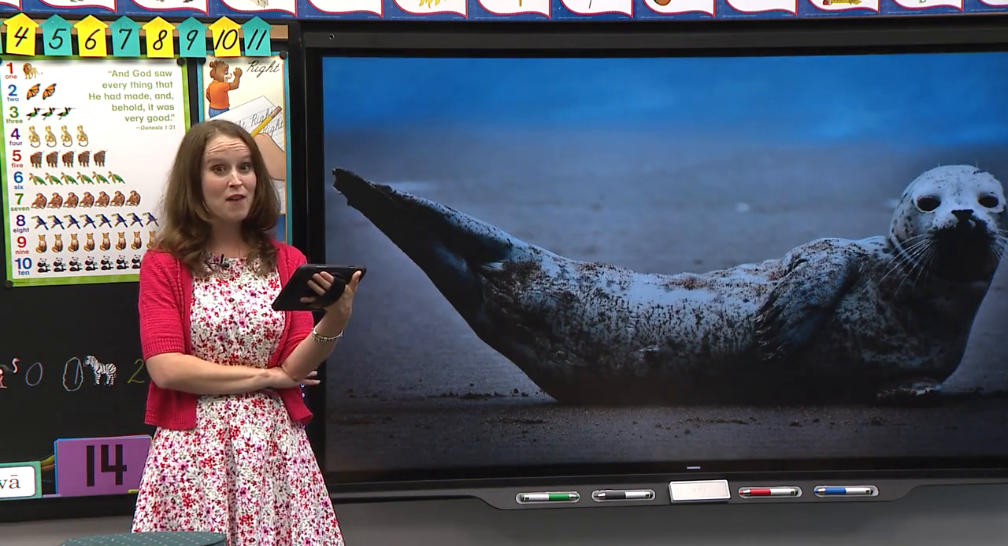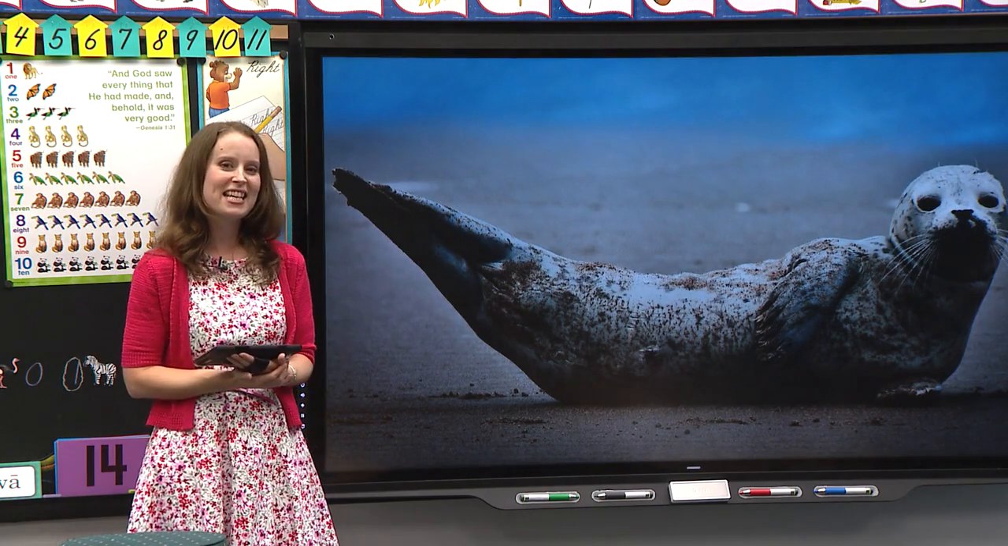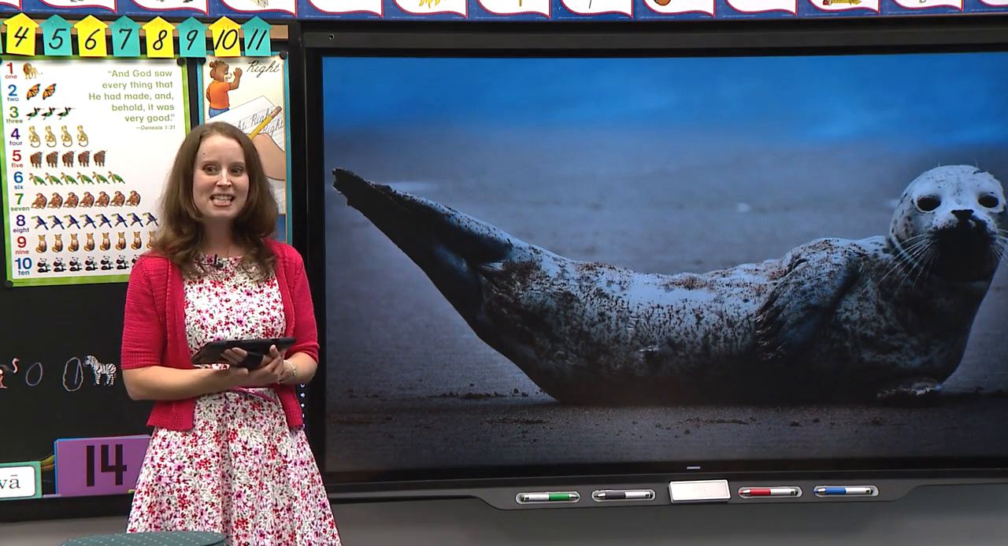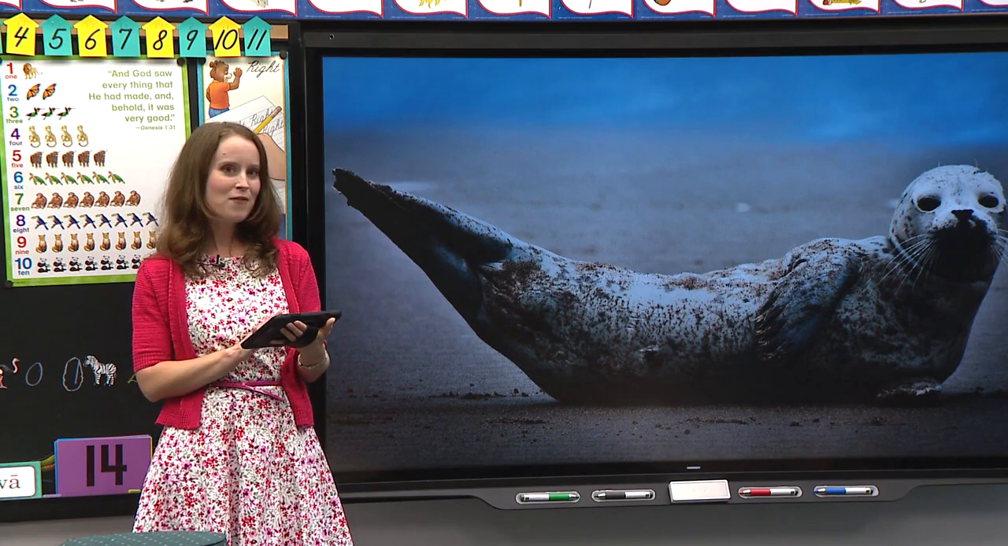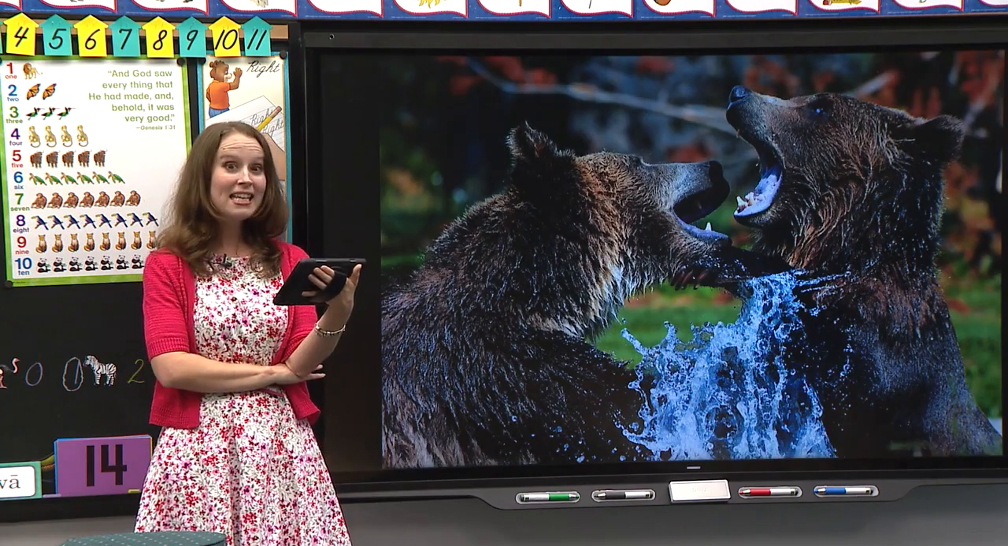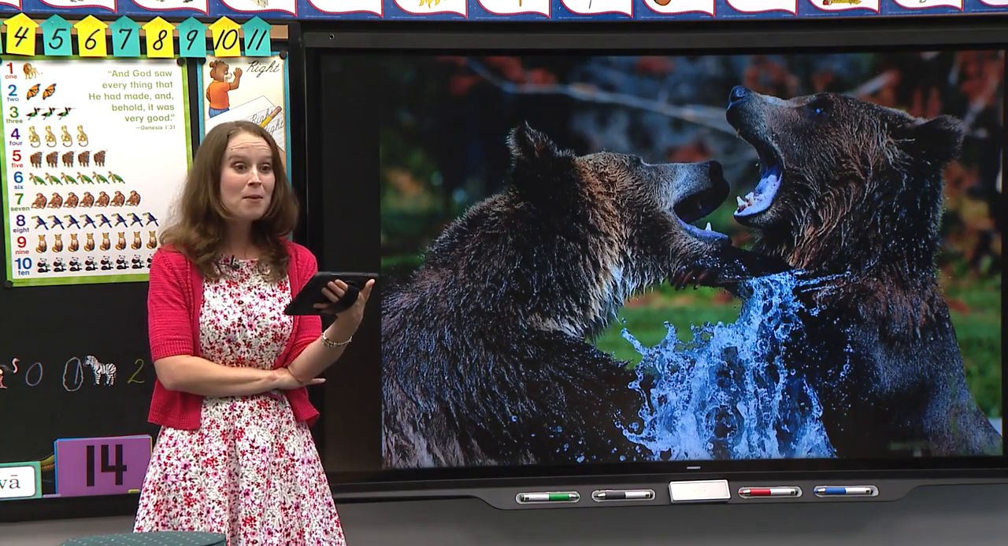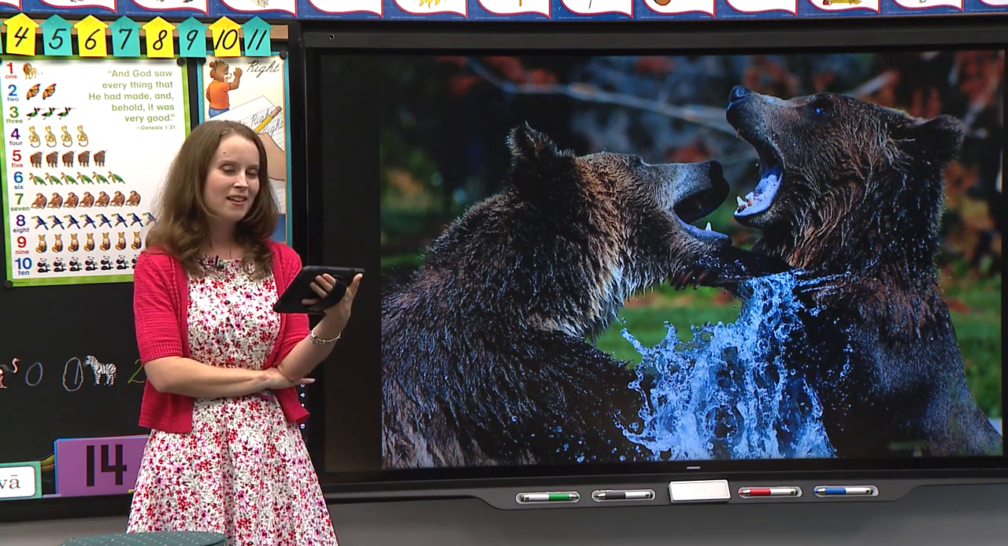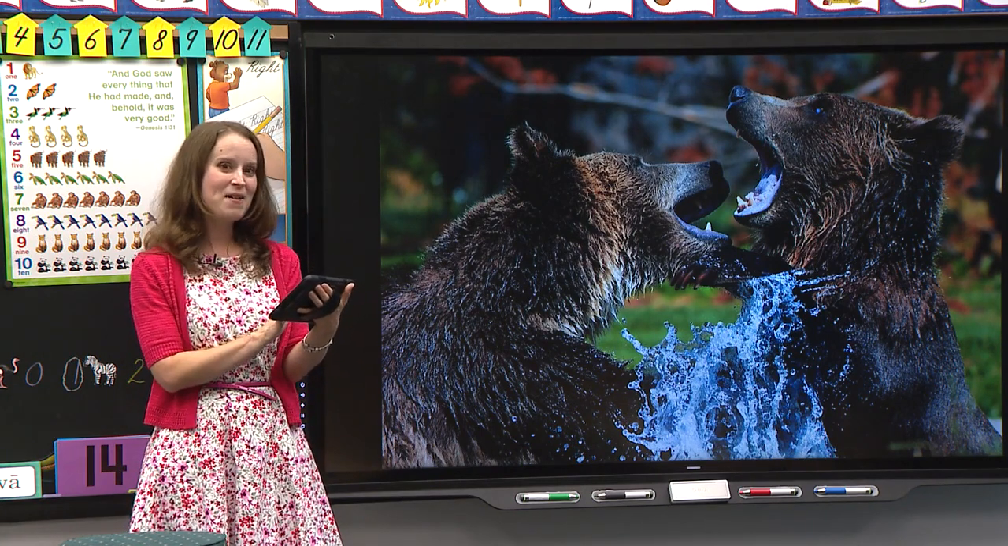This one is one of my favorites. Students watching, what animal do you see here? And what type of animal is this, Arya? A seal. A very cute seal you could see. These guys live in Alaska. Do you know what type of animal this is, Ava? A bear. It is. Those are grizzly bear cubs.